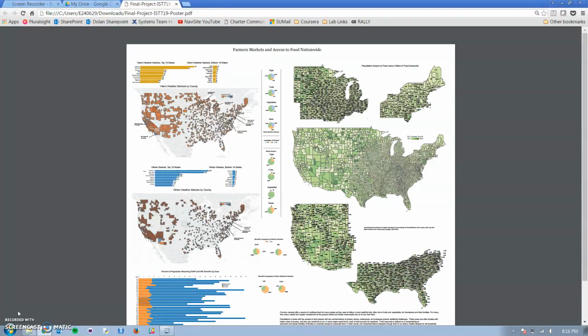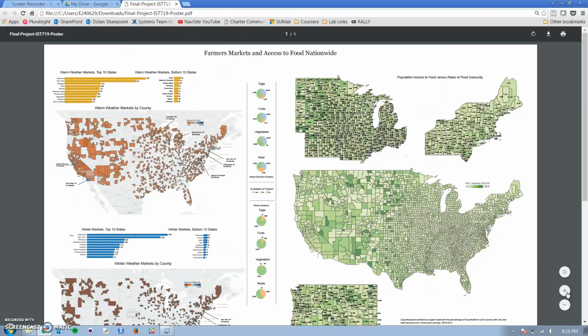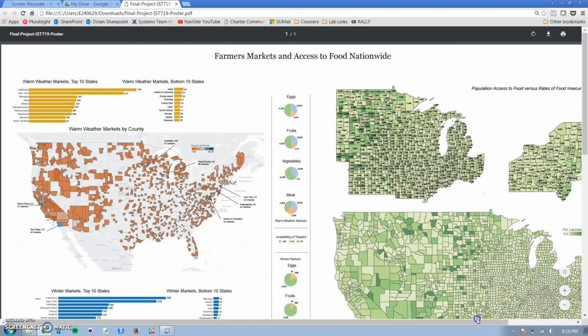So I started up here in the upper left with just some basic exploration of the data. I have some line graphs or bar plots dealing with the number of markets in different states across the U.S. That's what this first map visualization also deals with. And the top 10 and the bottom 10, just so you could sort of get an idea. Of course, California and New York are at the top, and states like Alaska, Delaware, South Dakota are at the bottom.